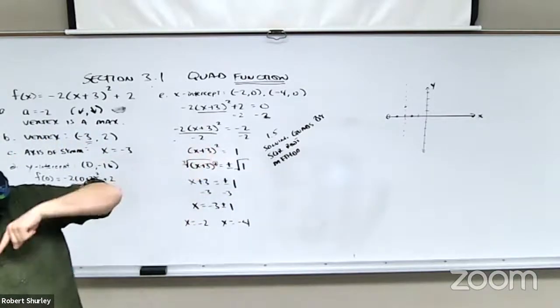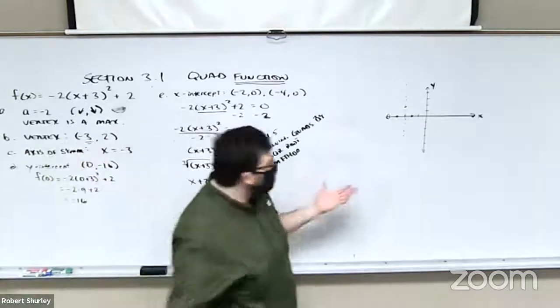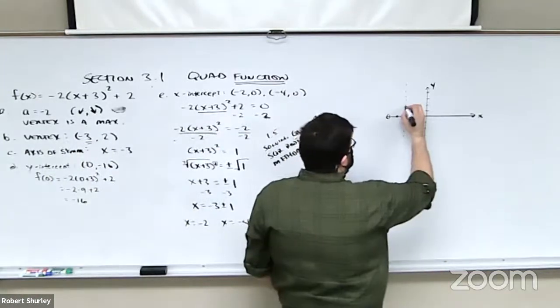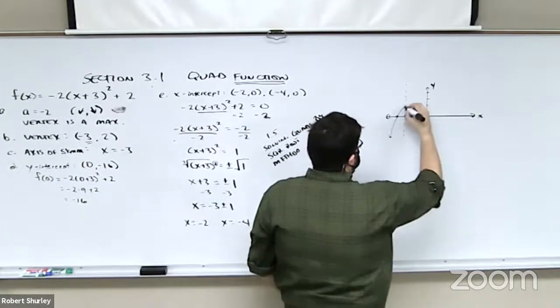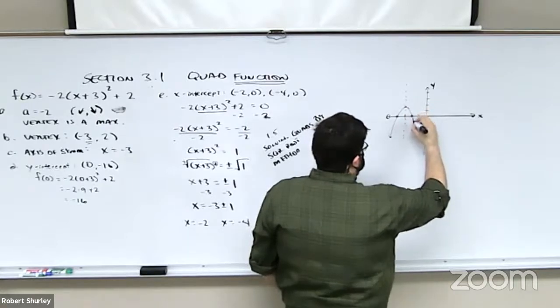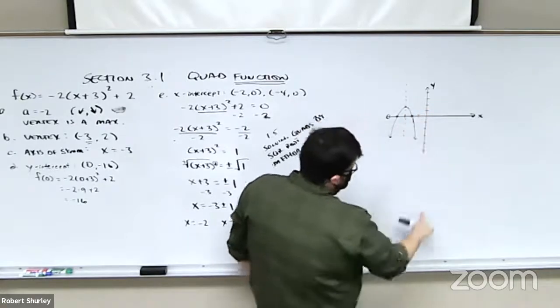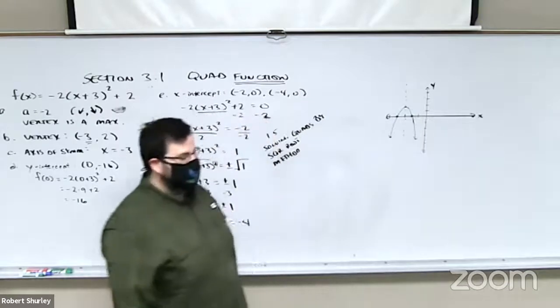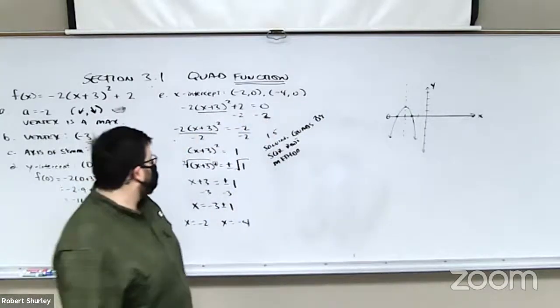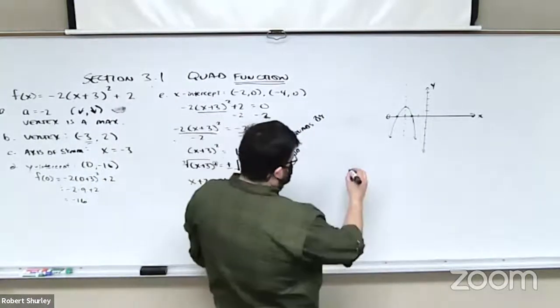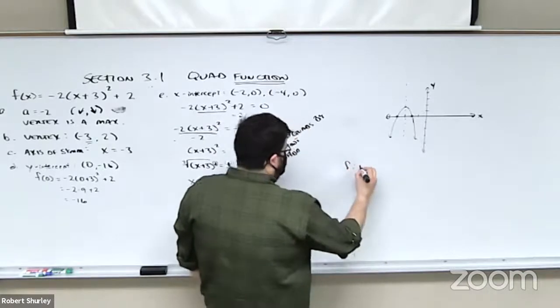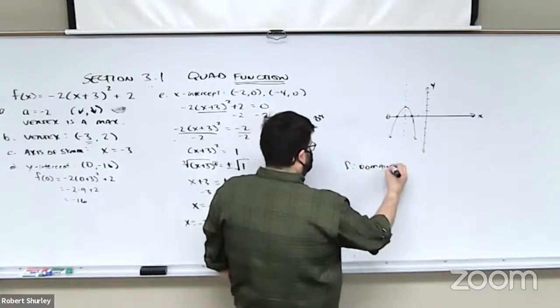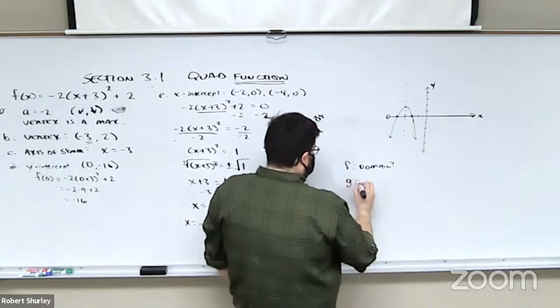Okay, so now we kind of have an idea what it looks like. Something like this. Right, and we know that y-intercept is way down there somewhere. So let's do the last two, A, B, C, D, E, F. Domain. And then the range on this one.